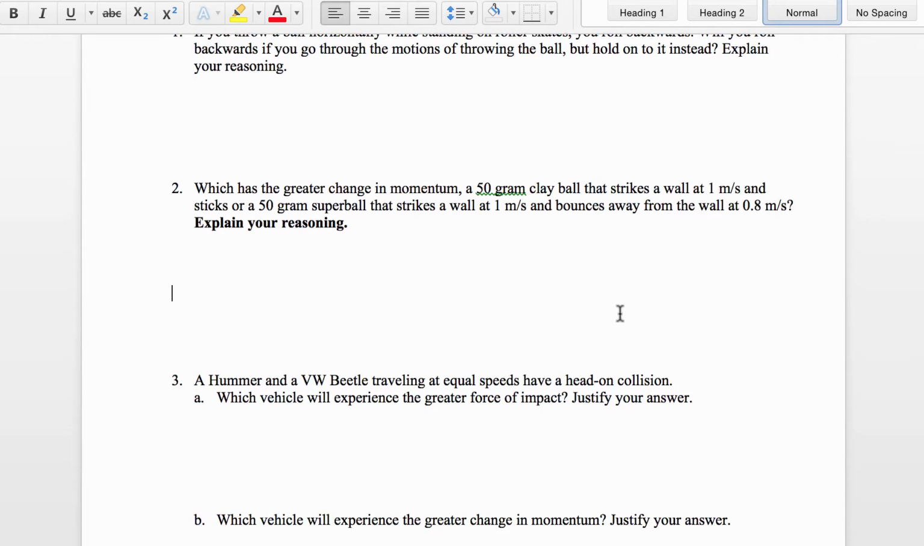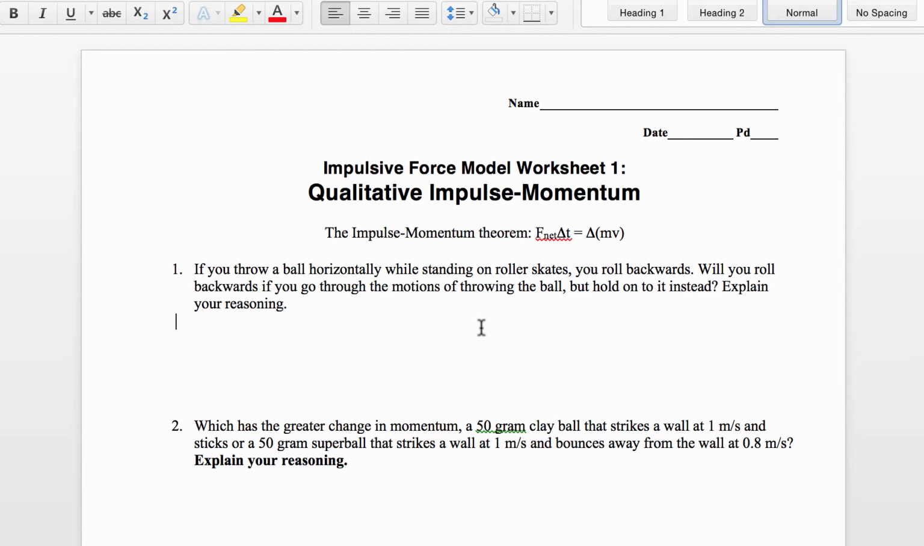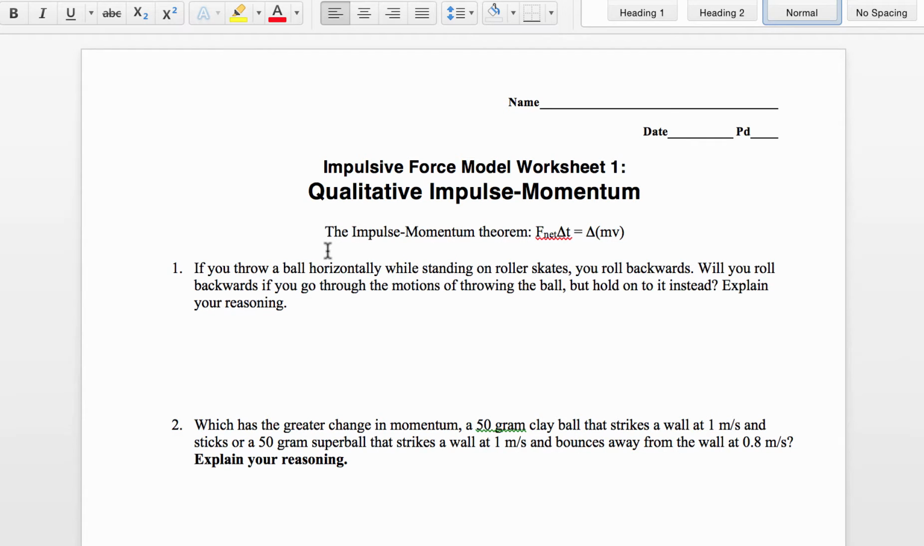Alright, we're going to go over some of these problems. I'm only going to do the ones that go through the math, since we've talked about these more conceptual ones. If you still have questions about those, the big idea here is the impulse momentum theorem.